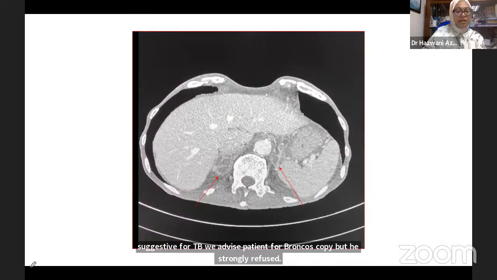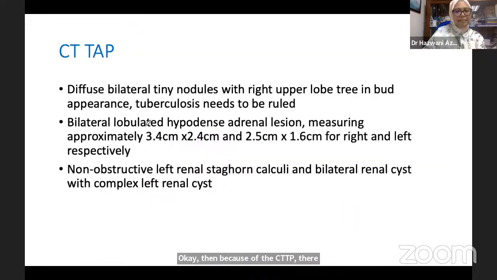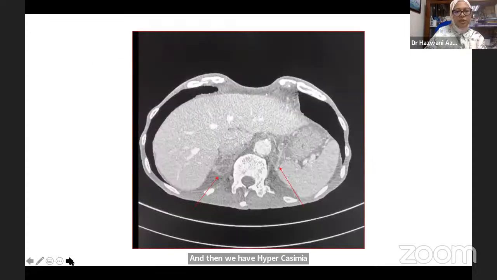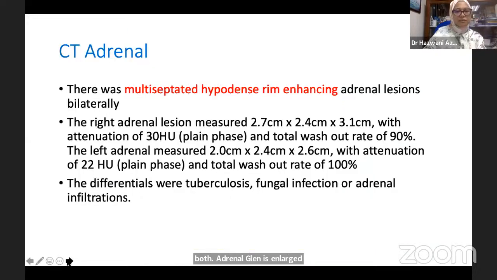Okay, then the CT TAP also reported a lobulated hypodense adrenal lesion. And then we have hypercalcemia with unknown cause. We did proceed with the adrenal CT. As you can see, both adrenal glands are enlarged, multi-septated with ring enhancement. This is quite typical for granulomatous disease or fungal infection, particularly tuberculosis or any fungal infiltrations, the multi-septated hypodense rim enhancement at the bilateral adrenals.